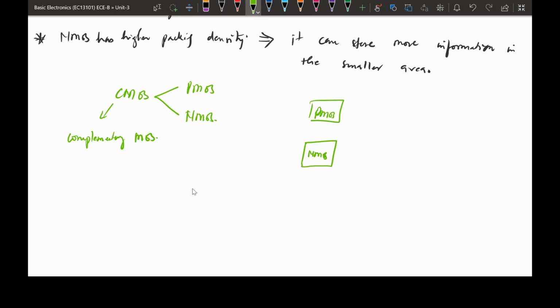So if a circuit is made using both PMOS and NMOS, here inputs are there, and here output is there. So here NMOS as well as PMOS is used to fabricate the circuit. So this is called a CMOS circuit.